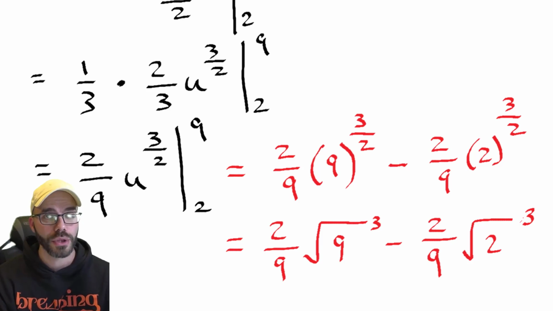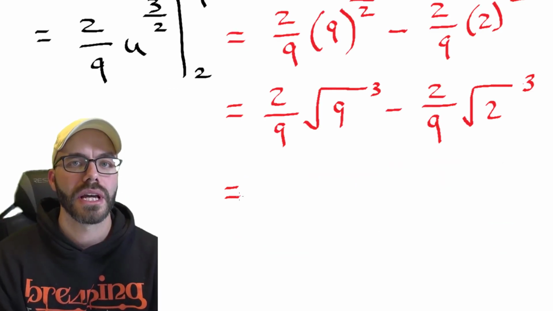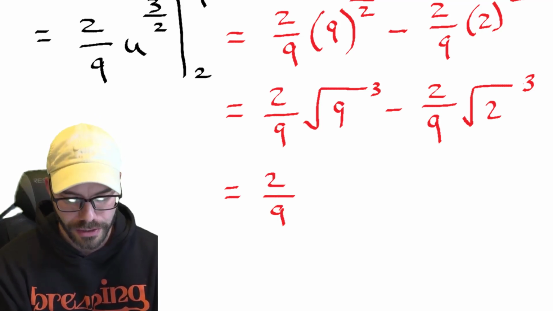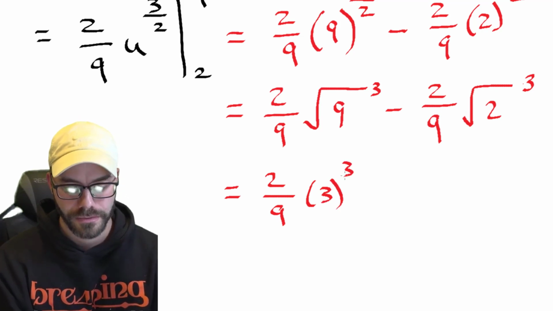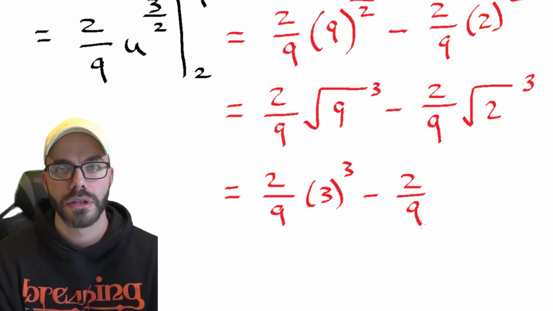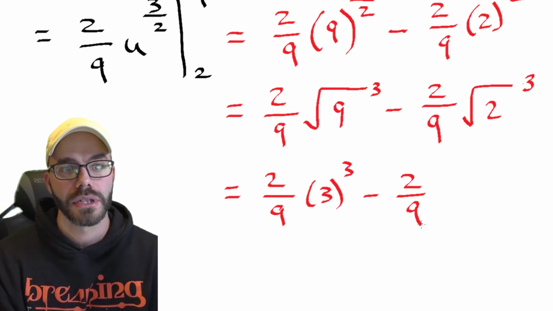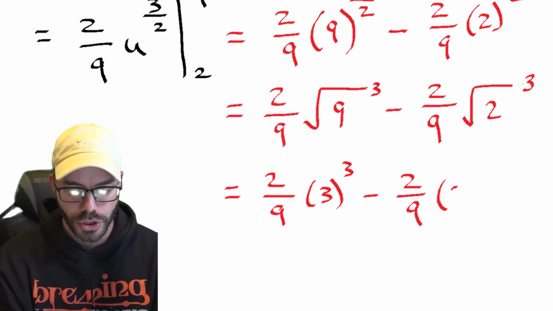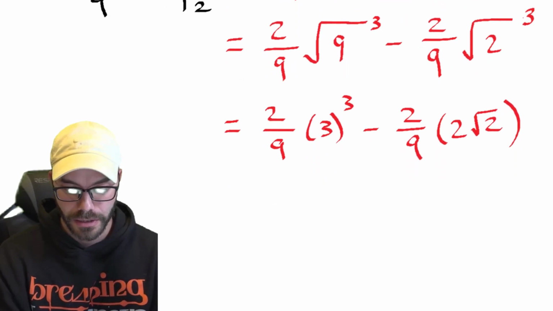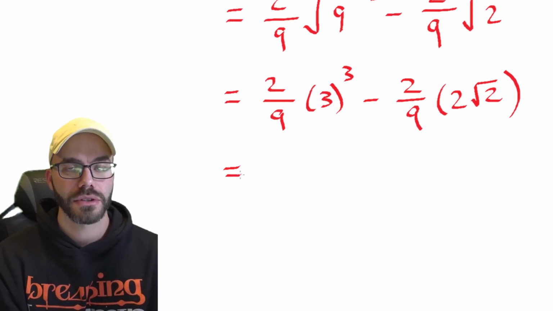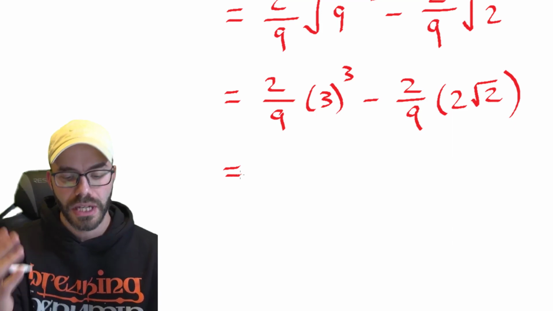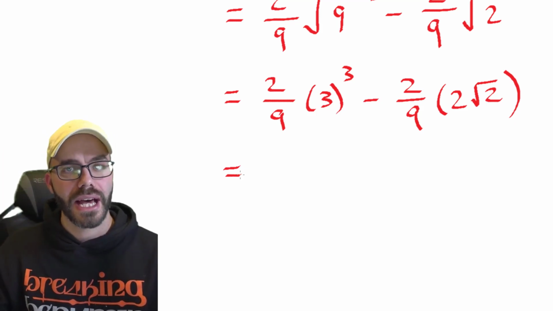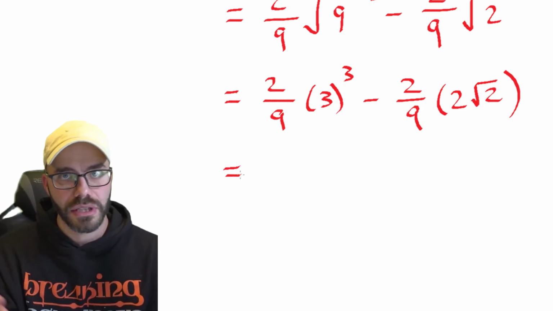All right, so let's clean it up a little bit more. What's the square root of 9? Well, that's 3. So now I have 2/9 times 3 to the 3rd minus 2/9. If you multiply root 2 to itself 3 times, square root of 2 times square root of 2, well, that's 2 times another square root of 2. So this becomes 2 square root of 2. Now 2/9 times 3 to the 3rd power. Now you can reduce this in any way you want to. I know 3 squared is 9, and so 3 squared in the numerator is going to reduce with that 9. But if you don't immediately see that, then just calculate it very carefully.